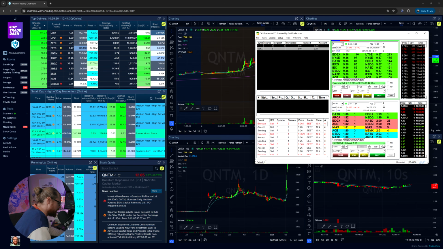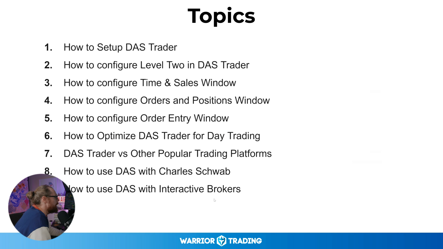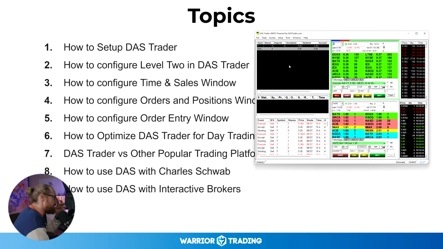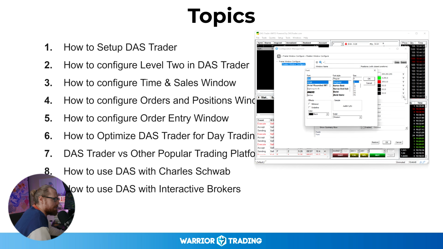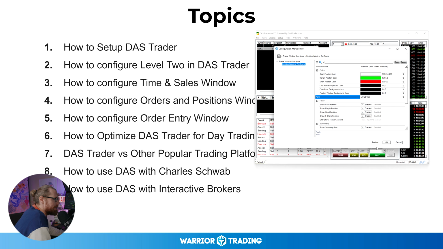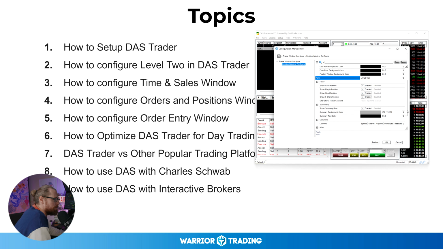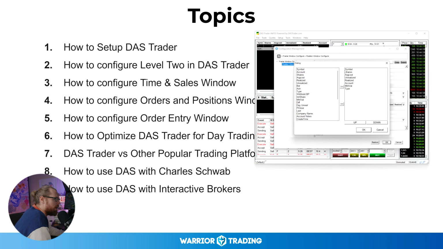So next on our list is how to configure our orders and positions window, and then we'll get into the order entry window. All right, so the orders and positions window, for me, I don't change it too much. You can go in here to config, and you can change the font again as you'd like. If you want to make it a little bit bigger, that's fine. I do change the columns, and the columns that I like are symbol, shares, my average cost, my unrealized P&L, my realized P&L, and then the account that the trade is in.